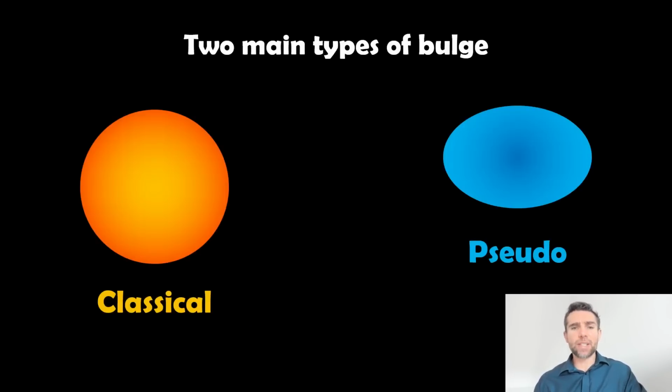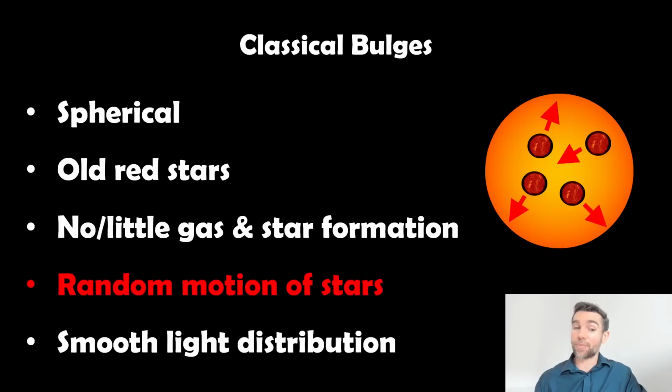So, two main types. We have the classical bulge and we have the pseudobulge. And they're going to appear in different sorts of galaxies, potentially, and they have different properties. So if we were to probe the inner part of these galaxies, we'd find the central bulge would have different properties. Now, classical bulges, these are generally kind of spherical.